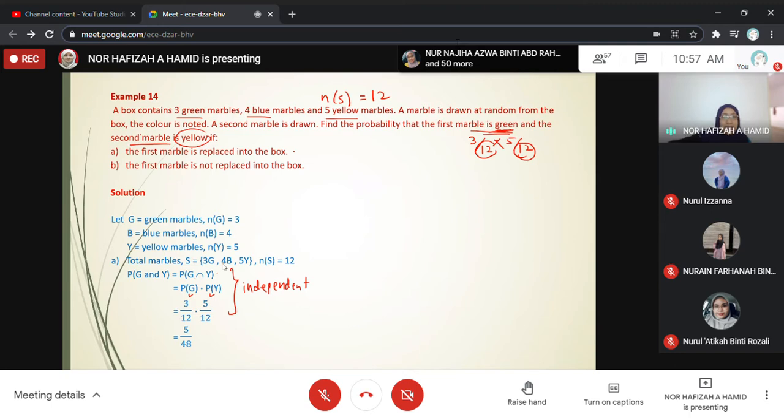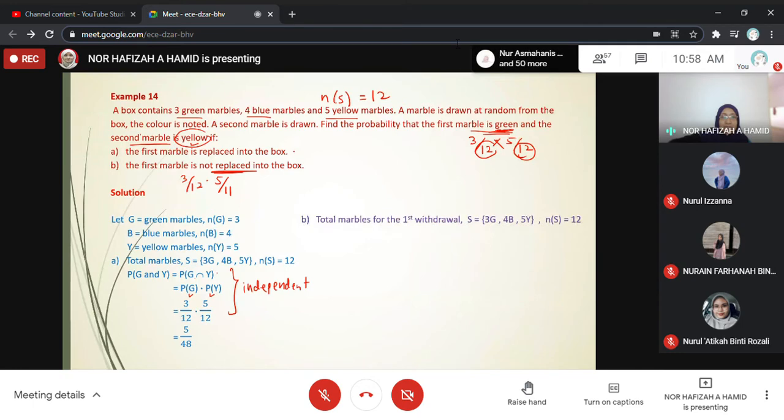Okay, tapi kalau kita tengok yang B, the first marble is not replaced. Okay, so kalau not replaced maknanya you punya marble tu dia akan reduce. Okay, so untuk you ambil green still sama lah. You akan dapat 3 over 12. Sebab tu first time you ambil, so total dia still 12. Tapi untuk second marble, dia dah jadi 11 dah. Okay. So second marble you nak yellow. So yellow ada 5. So 5/11. Okay. So ini is dependent event.